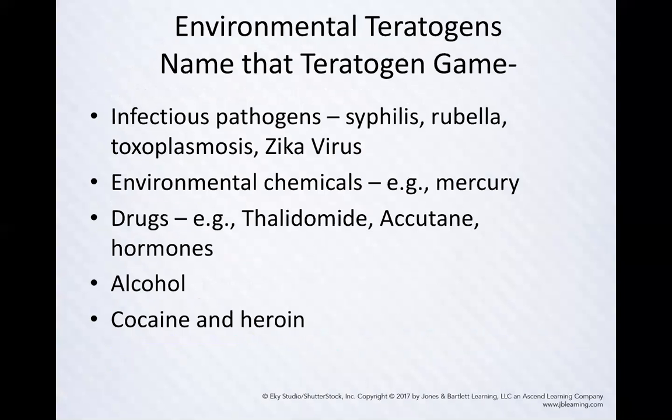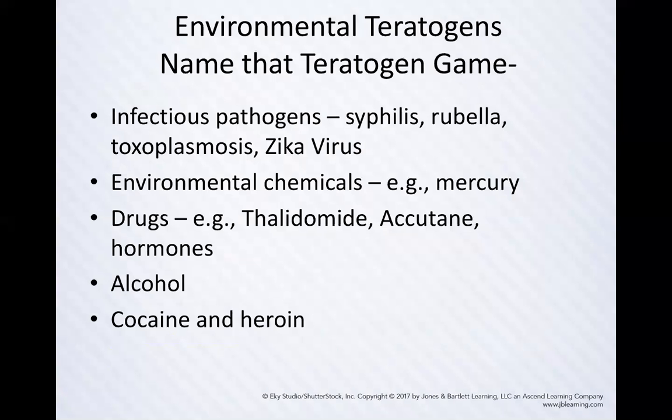So let's see if you're familiar with environmental teratogens. Teratogens, again, are anything that interferes with the development of a fetus. So do you know or have you heard of syphilis, rubella, toxoplasmosis, and the Zika virus? In your chapter, slow down and read about those infectious pathogens and how they can actually cause birth defects. There are environmental chemicals like mercury that can interfere. And drugs. This is a big one. Hormones, prescription drugs. There's a huge list of them.